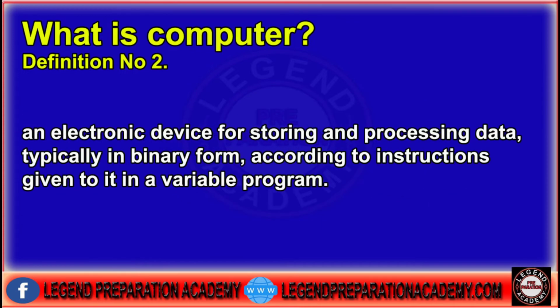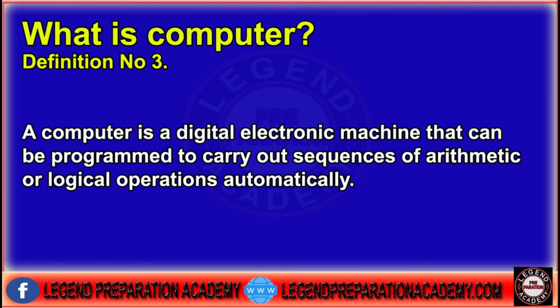What is computer? Definition number 2. An electronic device for storing and processing data, typically in binary form, according to instructions given to it in a variable program.